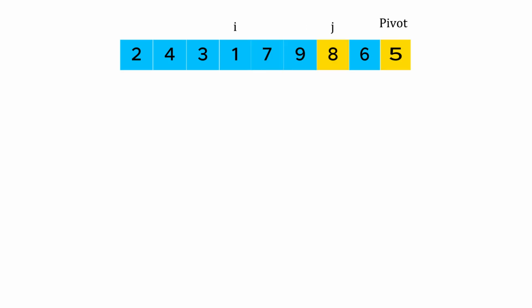We then check if 8 is less than 5. Since it's not, we just move j forward. And then we check if 6 is less than 5. Since it's not, j has done iterating. So now we swap the pivot with the element at the i plus 1th position.